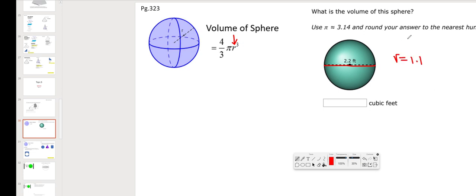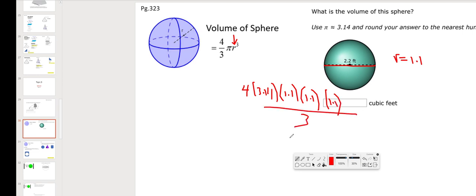So all you have to do is, in this case, 4 times 3.14 times the radius, which is 1.1, times 1.1, times 1.1, because you have to do it 3 times, and then everything divided by 3. And that's it. That will give you the volume of a sphere. This is how you do the sphere. It's very simple, and that's all.